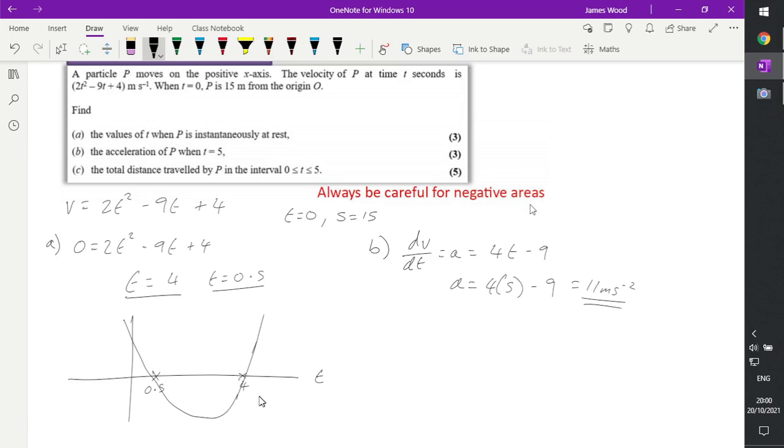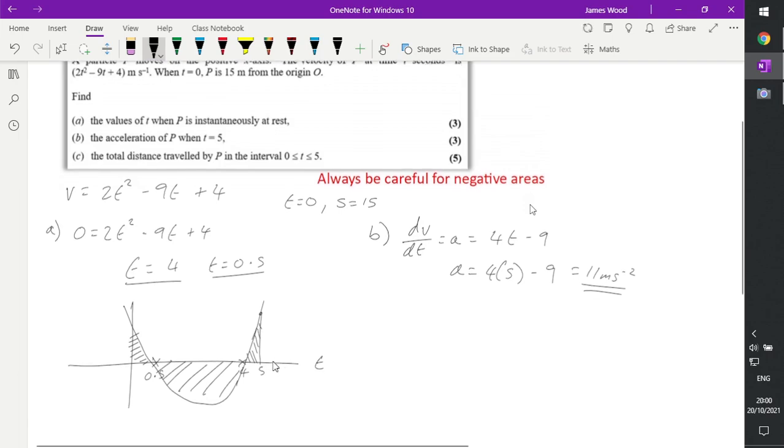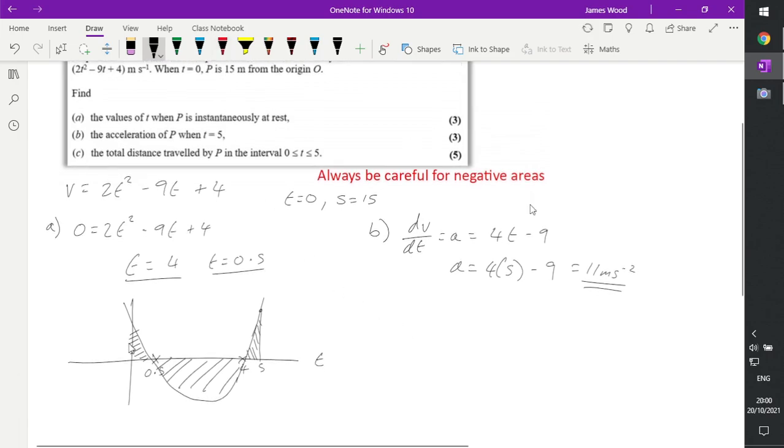Okay, there's my graph. And we want the distance travelled, so the area under the graph, between 0 and 5. So that's going to be this area here, plus this area here. And then 5 is obviously further along than 4. So it's also going to be plus that one there. So I've actually got 3 different sections of area that I need to work out. So the first one would be the integral of 2t squared minus 9t plus 4 dt, because remember, displacement is the integral of velocity, the area under a VT graph. My first limit is going to be between 0 and 0.5.